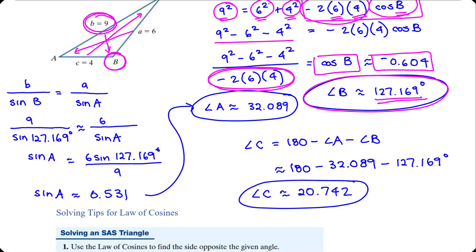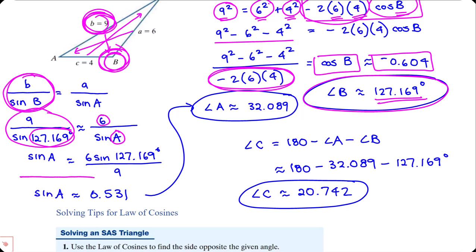Then to get the other two angles, I can use the law of sines, because now I have the angle B and the side opposite. Here's my complete fraction, which I didn't have before. But now that I have this angle, here's our complete fraction. Let's find angle A. So there's side A. Cross multiply and solve for sine A. Here's the value. The inverse is 32.089.